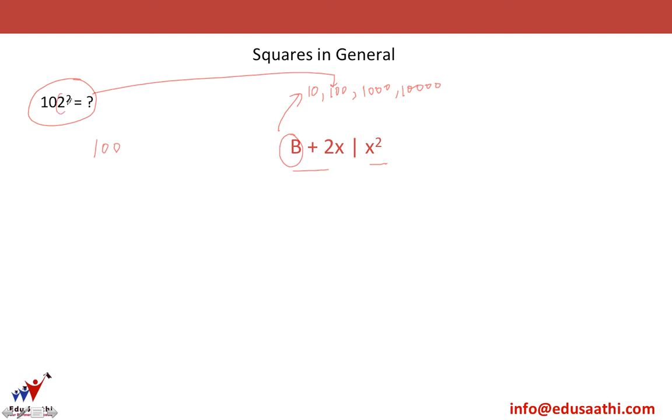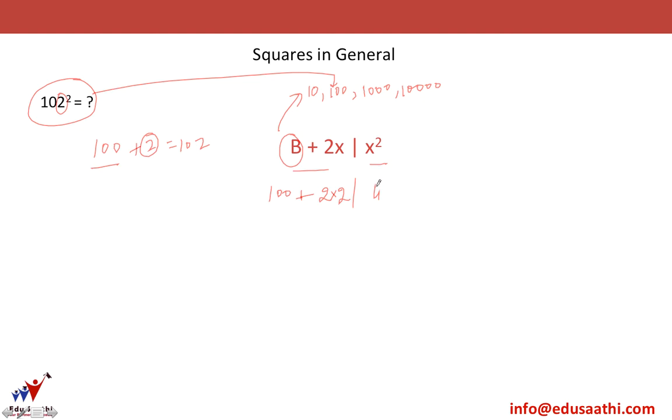X is the addition or subtraction to the base. Here 100 plus 2 gives me 102, so x here is 2. The base here is 100. So what is the answer for 102 square? I'll have the base, which is 100, plus 2x. So 2 into 2, which is 4. I'll mark this slash, and here I'll write x square. So x square here is 4.